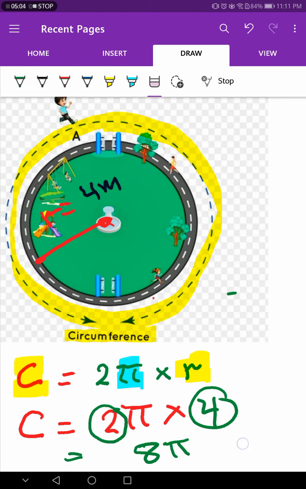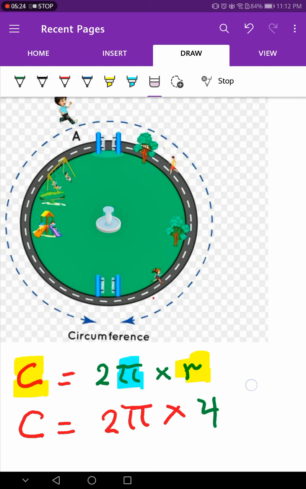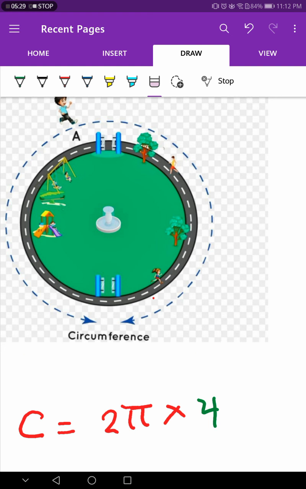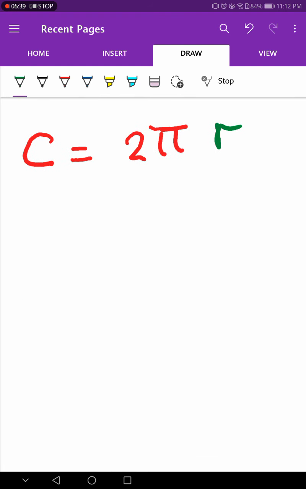The meter, or centimeter, whatever the unit. Suppose it is centimeter, will you be angry? No. So centimeter, whatever the unit. Great, teacher. Now we know how to find the circumference. My question to you, my dear student: suppose he asks you to find the radius.